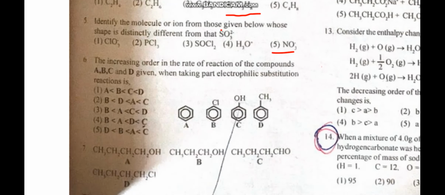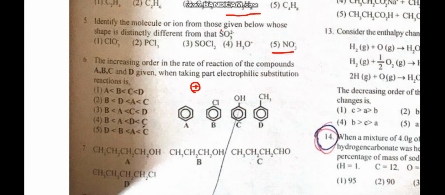The increasing order in the rate of the reaction of the compounds A, B and C when taking part in an electrophilic substitution reaction. Now, electrophilic substitution reaction means electrophiles should come and attack. Electrophiles are actually positive species. Positive species will easily substitute if the benzene ring is rich in electrons. So you have to find which are the components making the benzene ring electron rich.